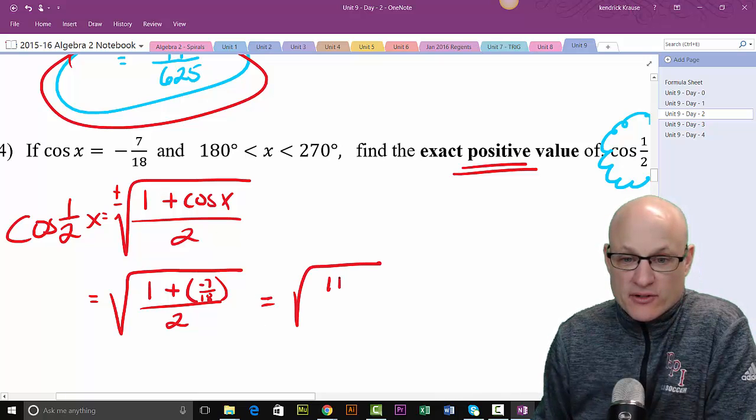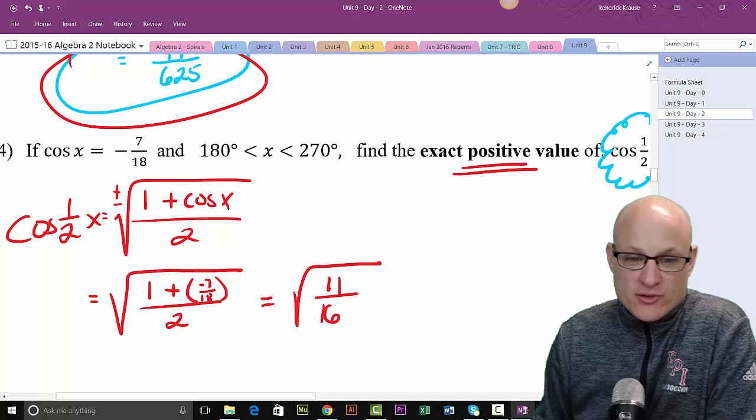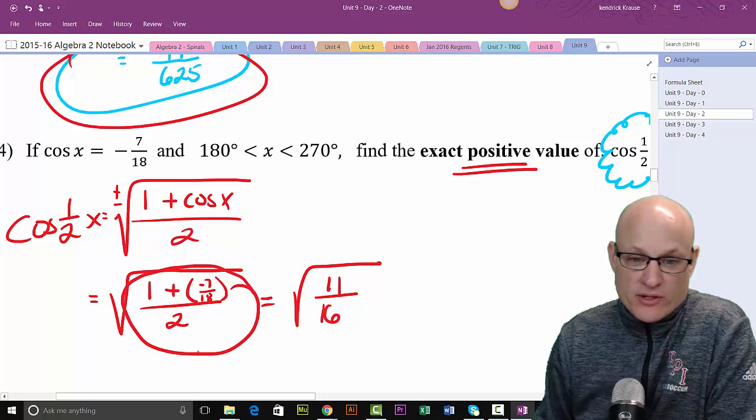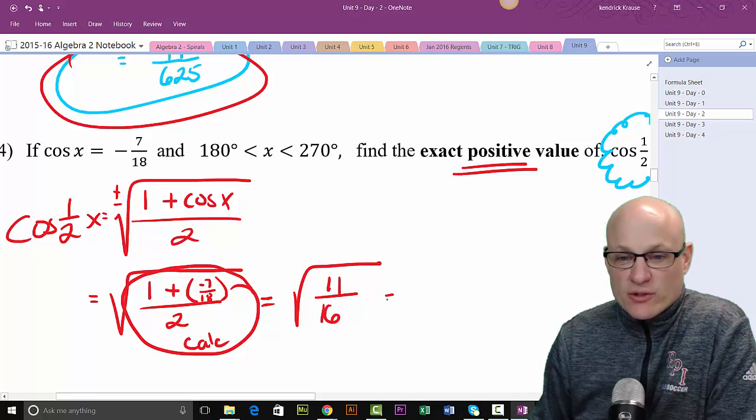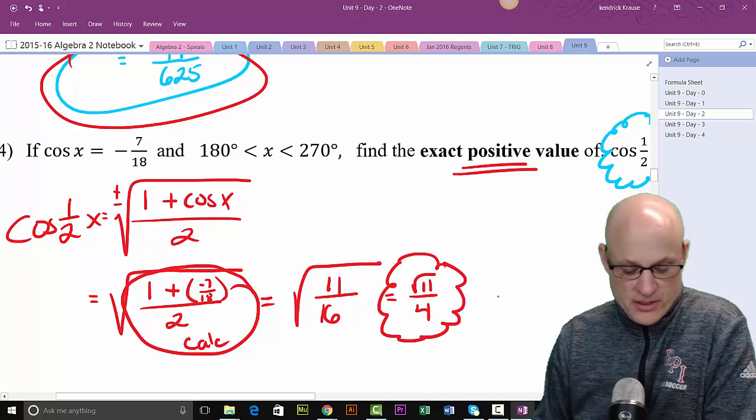Now, if you can't do this math in your head, I'm okay with that. Use your calculator. But it just turns out to be the square root of 11 over 16, which, of course, is just the square root of 11 over 4. There's our answer, kids. Positive. We only want the positive.